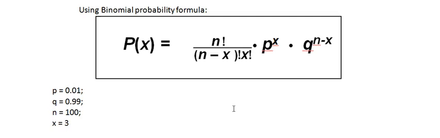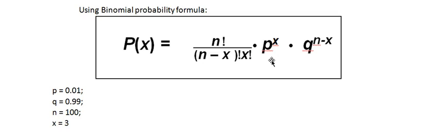So what we have to do next is to insert those values: P equals 0.01, Q equals 0.99, N equals 100, and X equals 3 into the binomial probability formula as given here. Once you insert those values, you can use your calculator and calculate. This is factorial: N factorial over N minus X, in this case 100 minus 3, and then close bracket factorial again, and then we have X factorial, which is 3 factorial, P to the power of X.